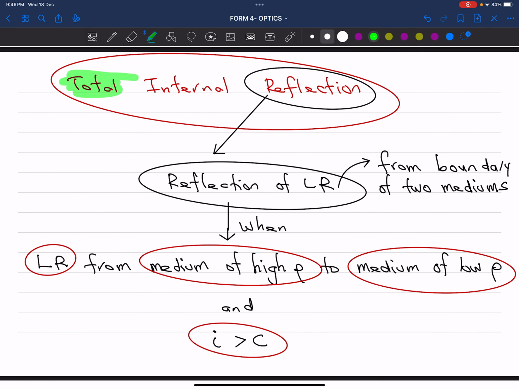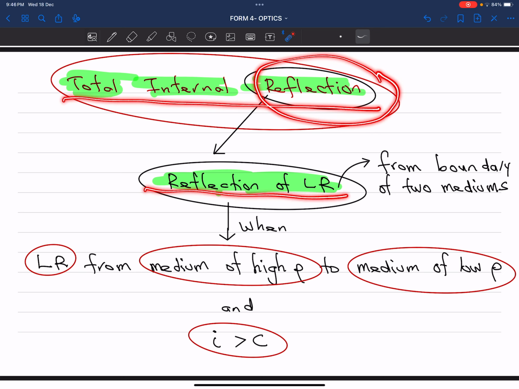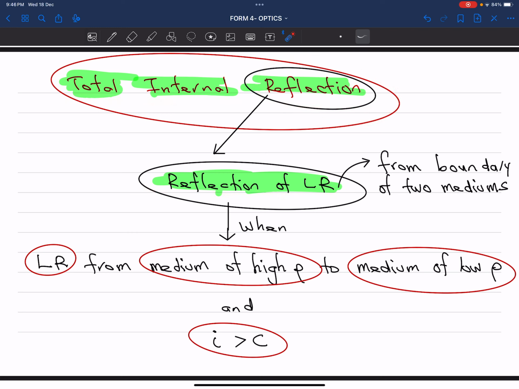Okay? Now let me rewrite this again in a simpler way. So total internal reflection. This word is telling reflection. It is a reflection of the light ray. That's all. Total internal reflection is a reflection of the light ray, reflected from the boundary of the two media. The light is reflected from the boundary of two media when the light ray moves from a medium of high density to a medium of low density.